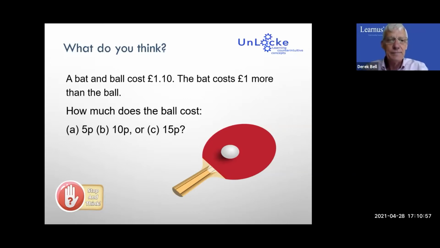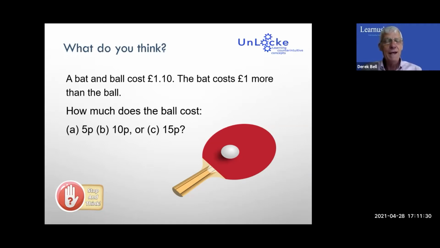And the answers: 50% 5p, 40% 10p, and 10% 15p. Again, the question asks how much the bat is £1 more than the ball. We tend to get hooked on the £1 and 10 pence, and therefore very often the knee-jerk reaction becomes the 10p version, not the 5p, which is the correct answer.